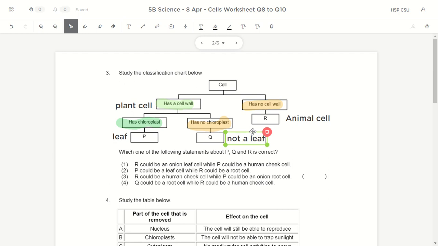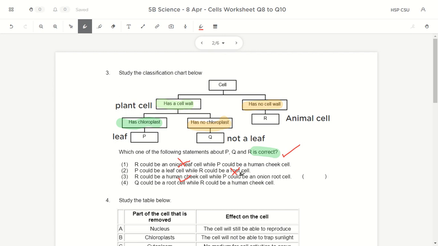Alright, so having understood all this, let's go and find out which one is correct. I want the one that is correct. Okay, so R can be a leaf, can be an onion leaf cell. R is an animal cell, cannot be an onion leaf cell. P could be a leaf cell, yes. R could be a root cell. R is an animal cell, it cannot be a root cell. Root is a plant or parts of a plant. R could be a human cheek cell, yes, might be correct.